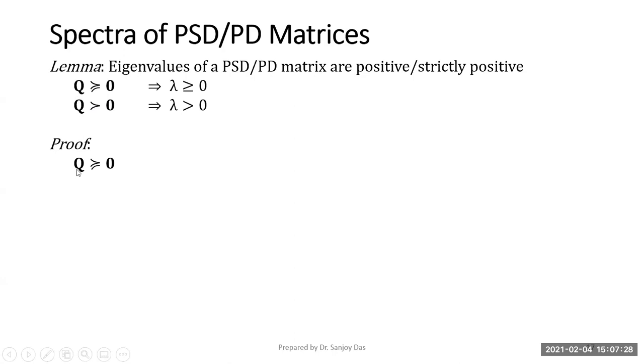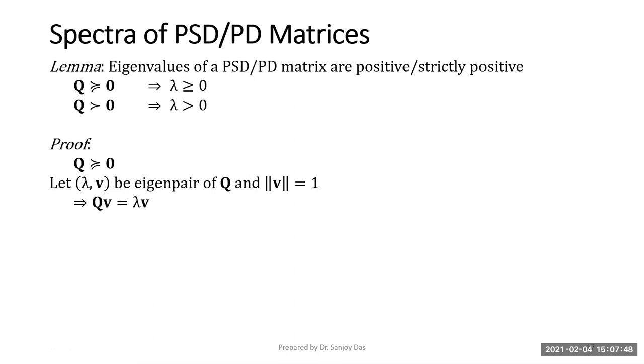So let's do the first part. We assume that Q is a positive semi-definite matrix, and let lambda and V be an eigenpair of Q with L2 norm of the eigenvector V being equal to 1. Hence, by definition, since lambda and V are eigenvalue and eigenvector, QV equals lambda V. Correct? Yes. Now, let me pre-multiply both sides with V transpose.